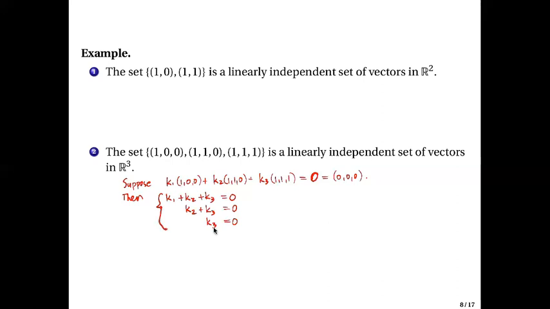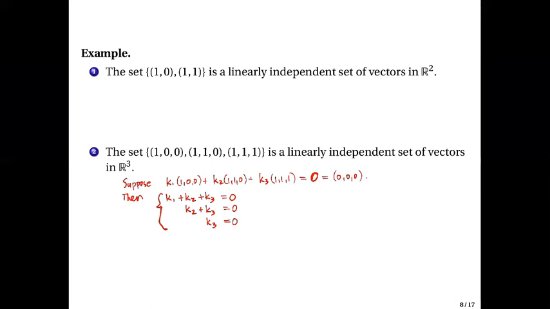So equation 3 tells us k3 is equal to 0 immediately. Okay? Equation 2 tells us k2 plus k3 is 0, so k2 equals 0. Okay? And then equation 1 tells us, since k2 plus k3 equals 0, this guy here is 0. So k1 equals 0. Correct?